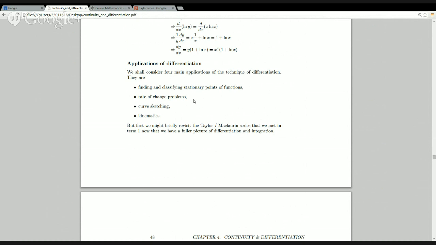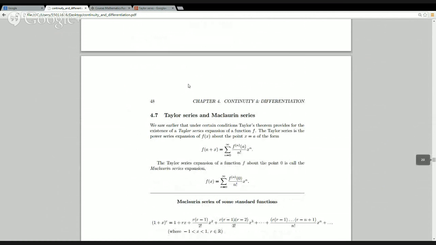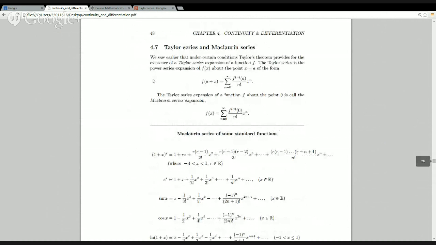So we'll start that tomorrow. I'll do the finding and classifying of stationary points tomorrow. But for now, we just want to return again and have another little look at the concept of power series or Taylor series for functions, okay? It's just a short little section here, and we just want to look at a few things to do with these and maybe look at a few example problems.